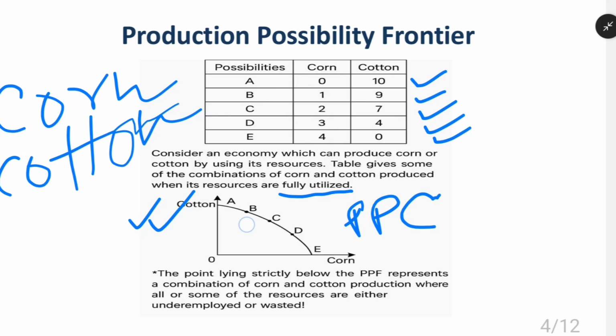Any point lying strictly below the PPF, it can be here, here, or here, represents a combination of corn and cotton production where all or some of the resources are either underemployed or wasted. So any point which is strictly below this PPF, we can say the resources are either underemployed or wasted. So we can say that on the PPC the resources are fully employed or fully utilized.